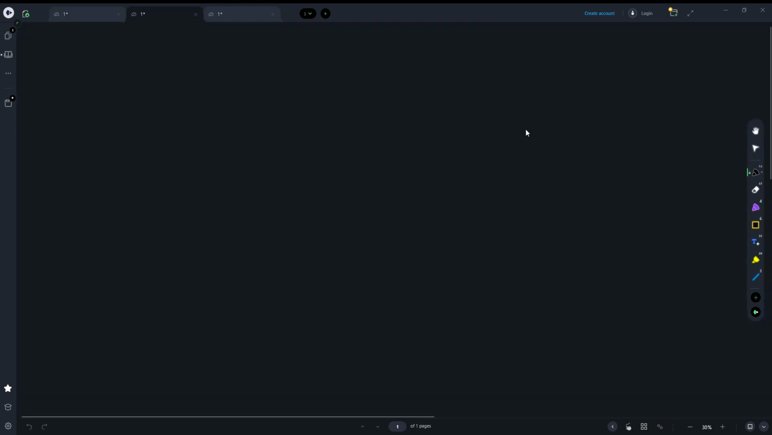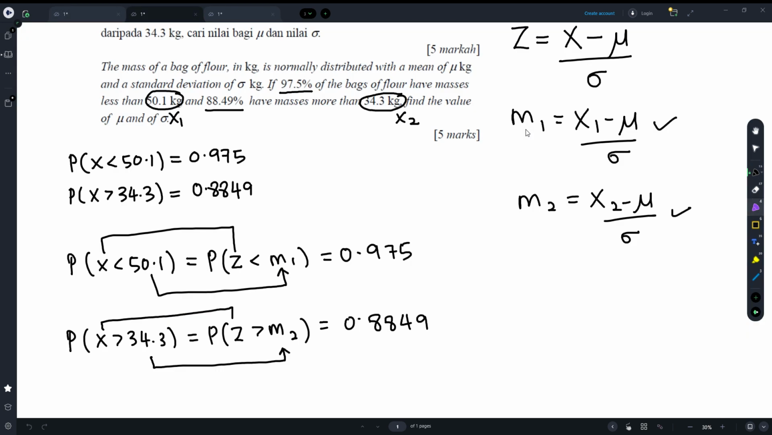So let's go back to our initial statement, which you can see on the screen. Here the symbol is less than and the area is definitely more than 0.5.